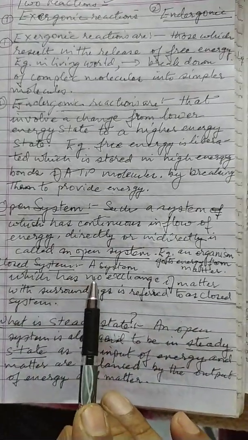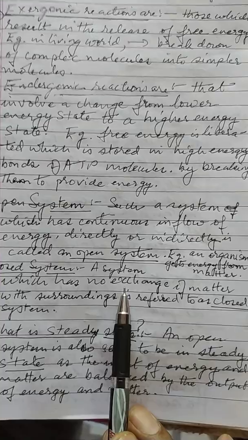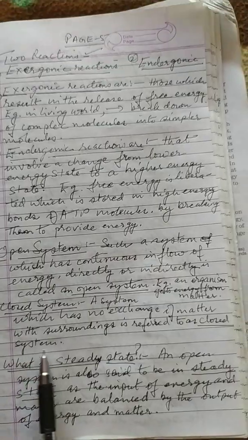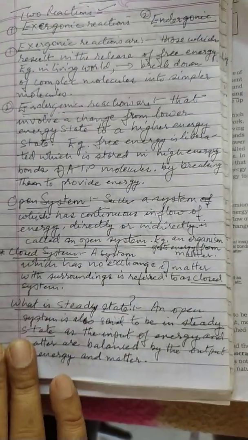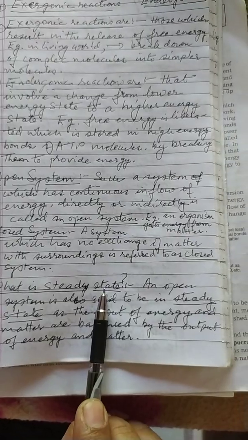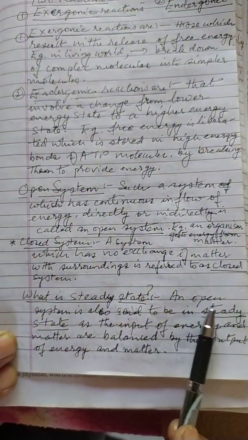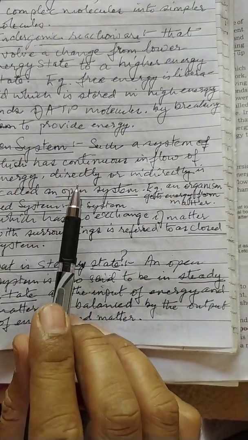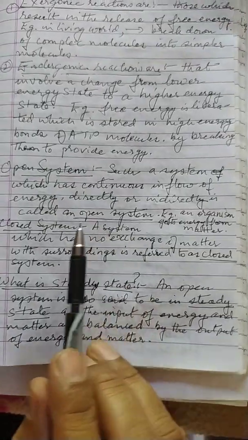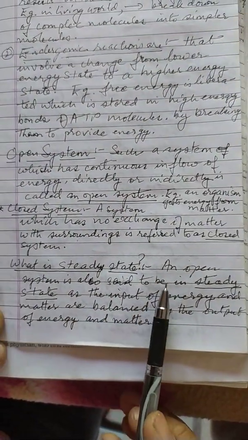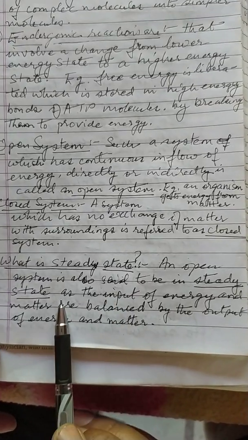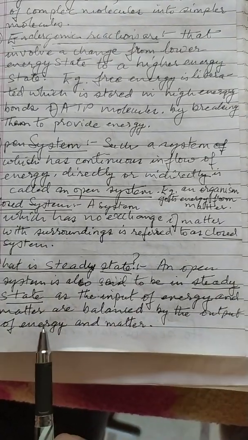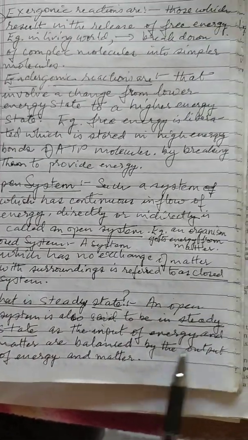But a closed system is a system which has no exchange of matter with surroundings. Now, what is steady state? An open system is also said to be a steady state. We saw that the open system has continuous inflow of energy directly or indirectly, and so an open system shows steady state or steady flow of energy, as the input of energy and matter are balanced by the output of energy and matter.